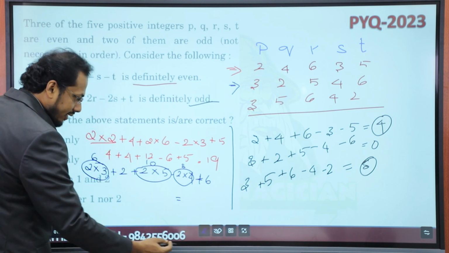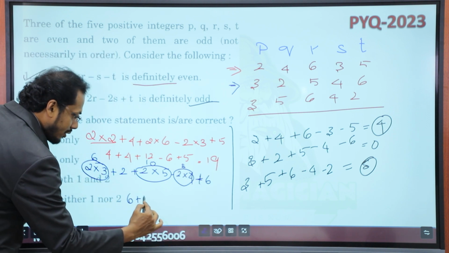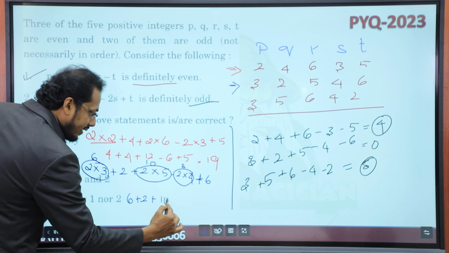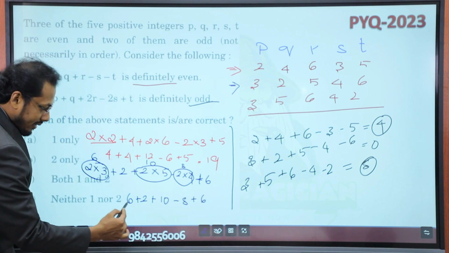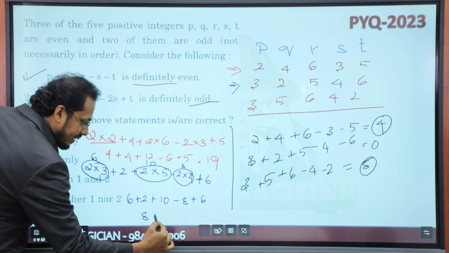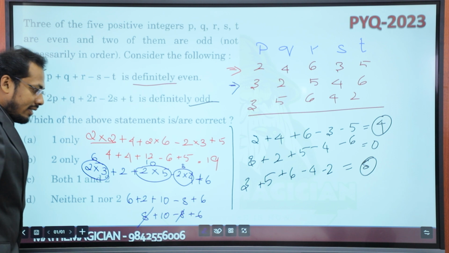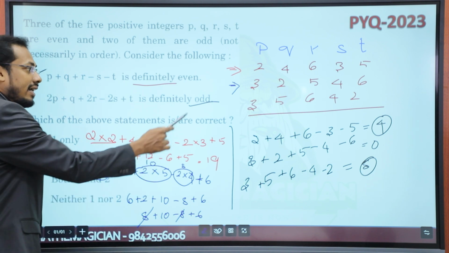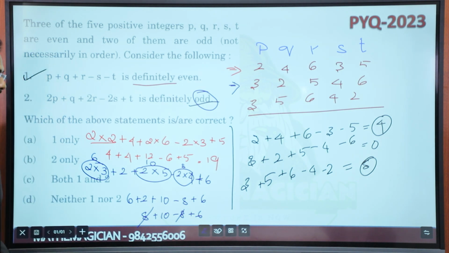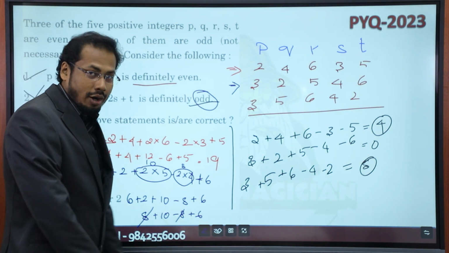Look at this, guys, I can write it separately. 6 plus 2 plus 10 minus 8 plus 6. 6 plus 2, 8 plus 10 minus 8 plus 6. I can cancel this. So the final answer is 16, but here they say it should be an odd number, but I got an even number, so this one is wrong.